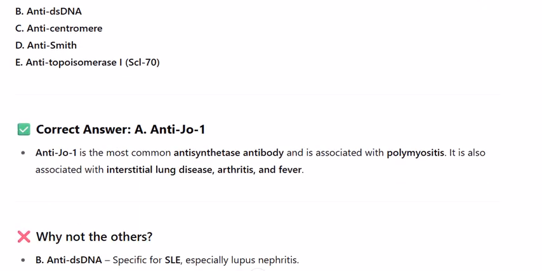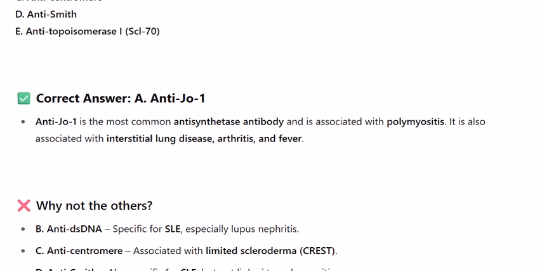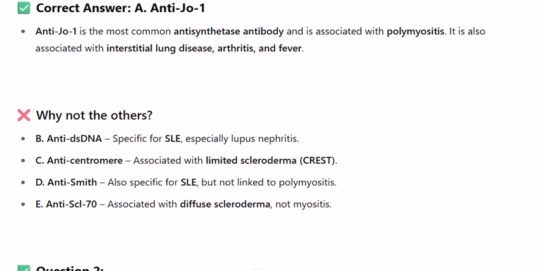Anti-Jo1 is the most common antisynthetase antibody and is associated with polymyositis. It is also associated with interstitial lung disease, arthritis, and fever. Why not the others? B. Anti-dsDNA, specific for SLE, especially lupus nephritis.